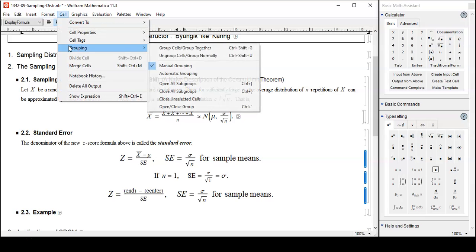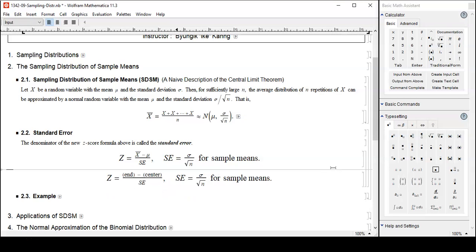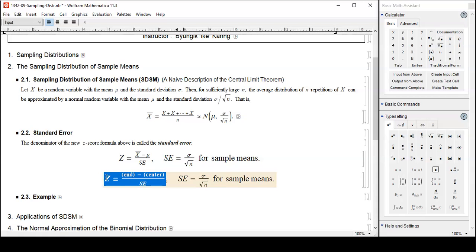And then the standard error for an individual becomes the same as just the old standard deviation. That's rather trivial, so I'm not going to emphasize it too much. But this one is really important: N minus center over SE. Now let me emphasize that in bold and also in red, and let me call it formula number 1 for the entire course.